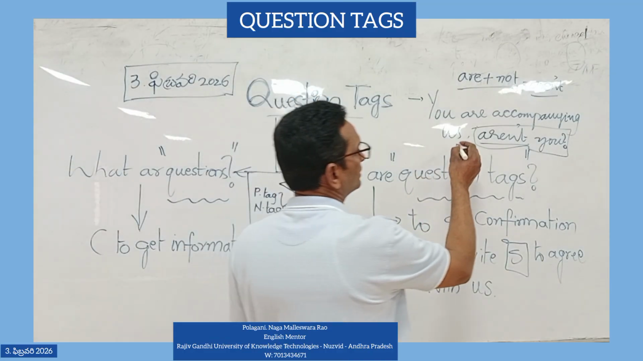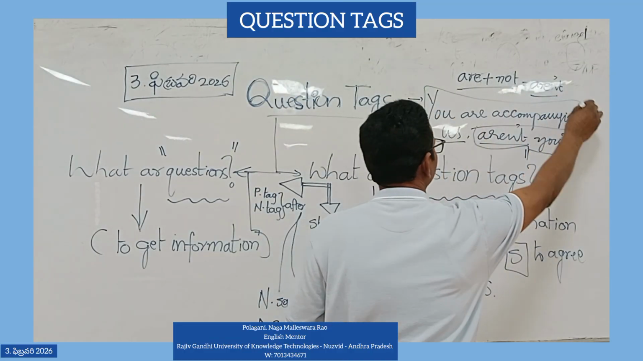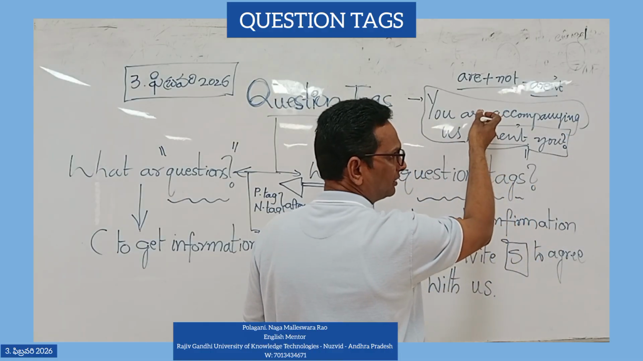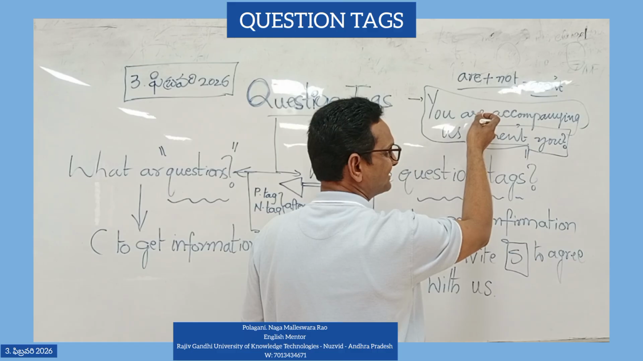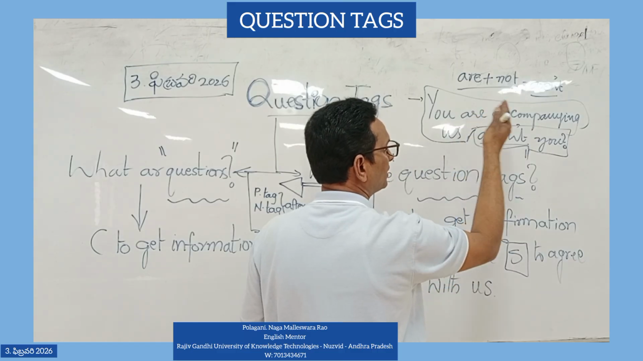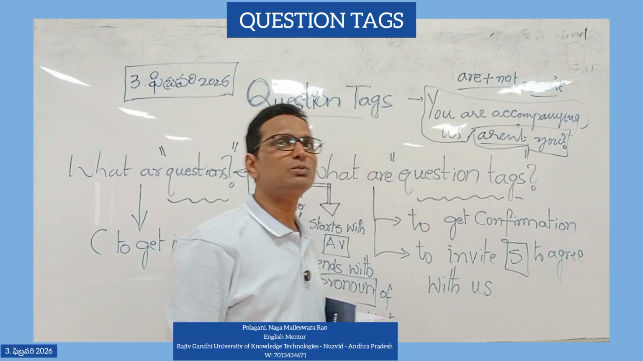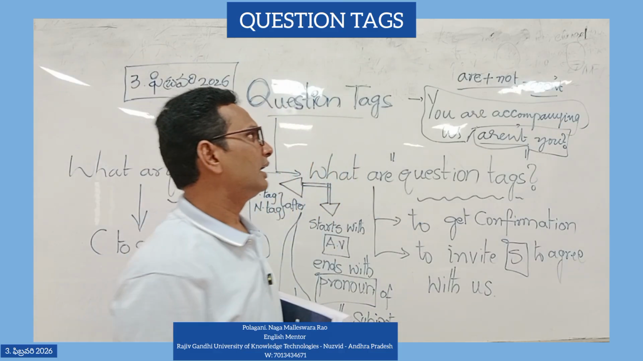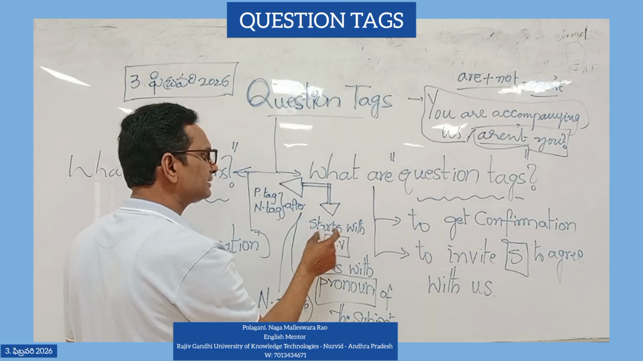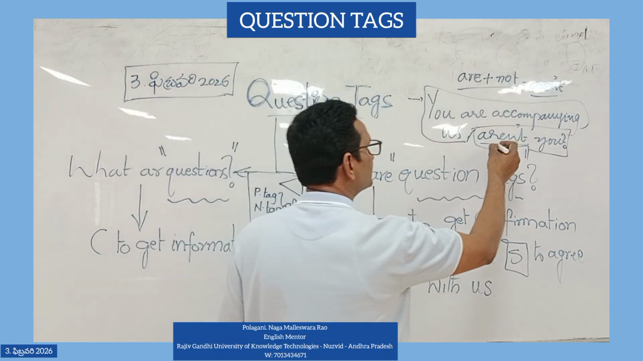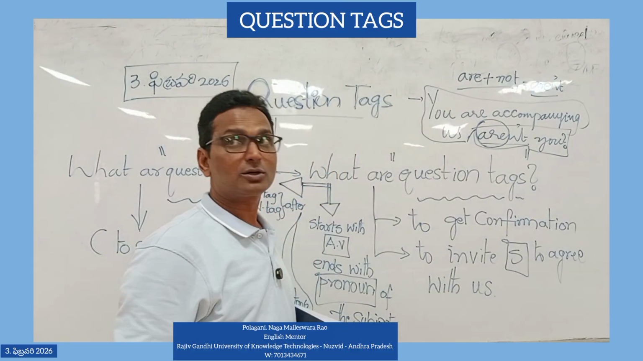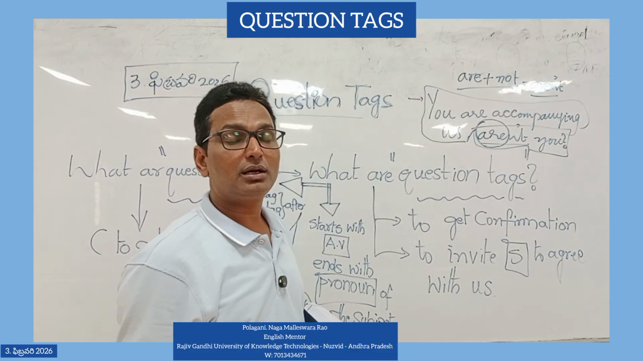Now you are accompanying. Look at this. This is a statement. You are accompanying us. There is no negative word in this sentence. Now it is positive. The tag will be negative. This is what we have to understand. And look at this. Question tags start with an auxiliary verb. Where is the auxiliary verb? This is the auxiliary verb. Auxiliary verb is also called a helping verb.